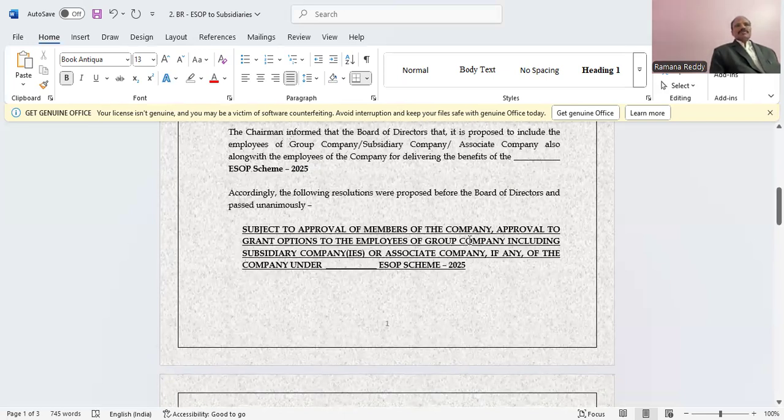Subject to approval of the members of the company, because members' approval is mandatory, and a separate resolution is required for giving ESOPs to employees of the group companies, including subsidiary and associate companies. So a separate resolution is required, and that members' approval is required. First, the board will approve, and the board will recommend for members' approval. So this is a separate resolution for issuing ESOPs to employees of the group companies, including subsidiaries and associate companies, if any.